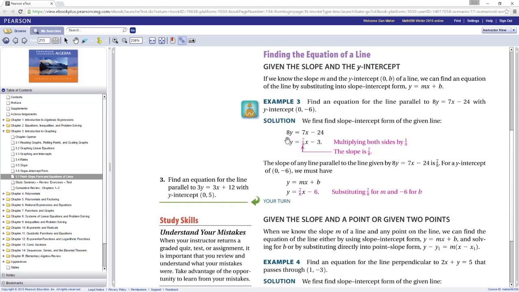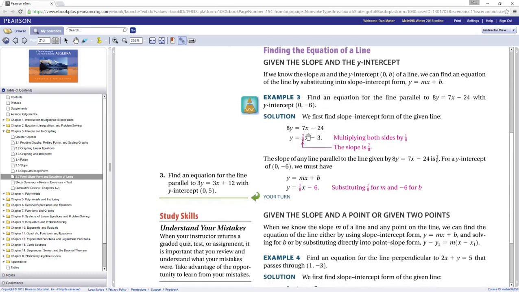They go through this and say I need to take 1/8 times both sides, and I'm going to get y equals 7/8 x minus 3. But I don't even care about the minus 3. All I'm doing is getting the slope of this equation, because it's parallel to the line I'm trying to find. I find out it's 7/8. So my new line has to have a slope of 7/8. And here's my y-intercept. I just put the values into the slope-intercept form: y equals 7/8 times x minus 6, because the y-intercept is (0, -6).